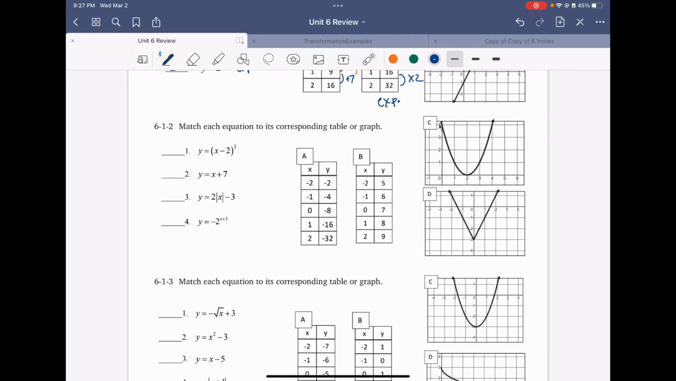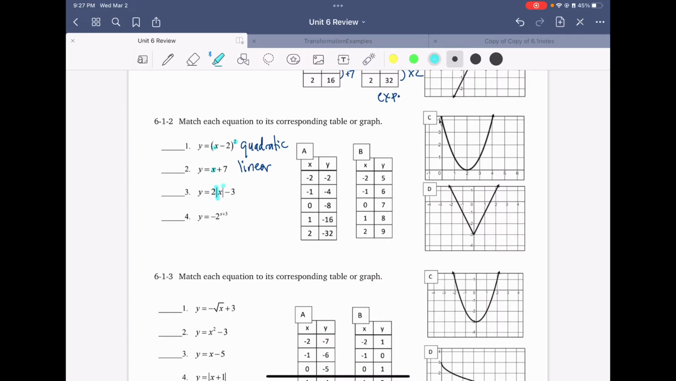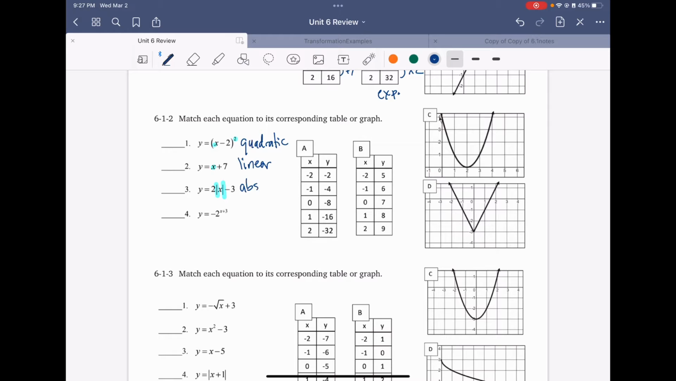So again, looking at these, the first one has an x and then a square. So that is going to be my quadratic. The next one, the x is just by itself and boring and plain, so that's going to be my linear. Number 3, the giveaway here is the absolute value signs. Those bars are absolute value signs, which means it's an absolute value equation. Okay, and then the last one, I have my x and the exponent again, so that's going to be my exponential.